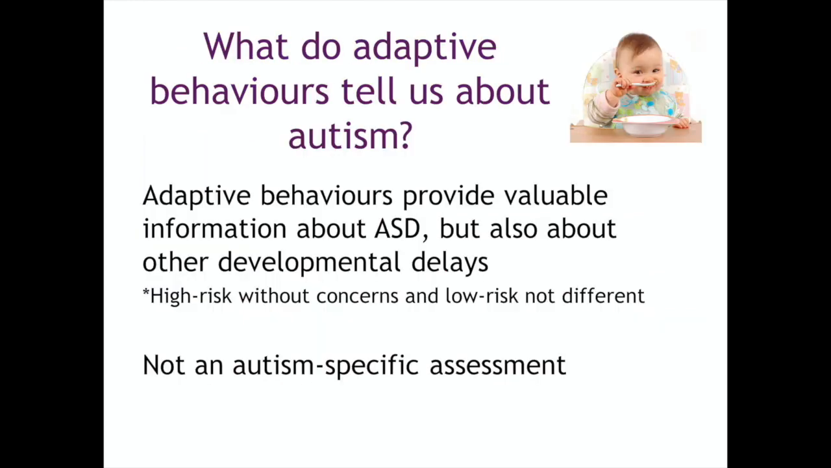So what did this information tell us? Well, adaptive behaviors are able to tell us valuable information about autism, but it's not specific enough to be able to differentiate between autism and other developmental delays. So the high-risk kids that didn't have any concerns are a high-risk typical group, and our low-risk kids were not different from each other. So it's not really an autism-specific assessment, but it is able to provide valuable information about adaptive behaviors and things like that.